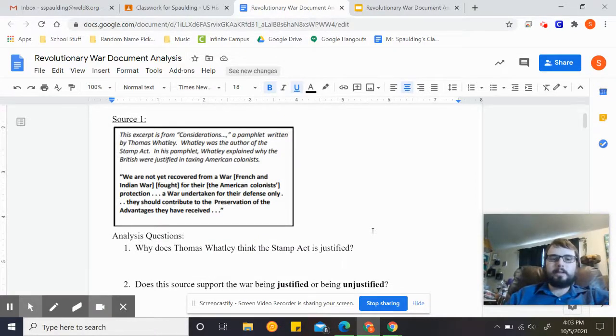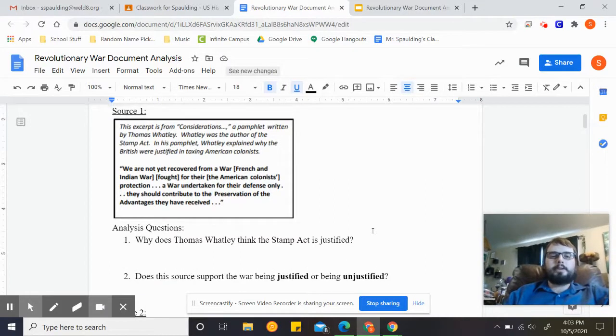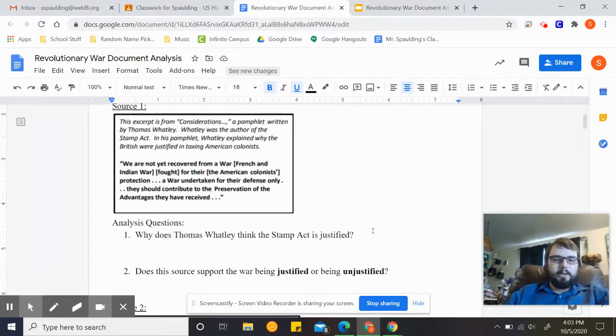I'm going to look through the first couple of sources with you, and then you can work on the rest on your own. Okay? We want to read all of it. This excerpt, a small excerpt of text, is from Considerations, a pamphlet written by Thomas Whately. Whately was the author of the Stamp Act, so he's the guy that wrote the Stamp Act. In his pamphlet, Whately explained why the British were justified in taxing American colonists. So the British actually tried to justify why they passed the Stamp Act.